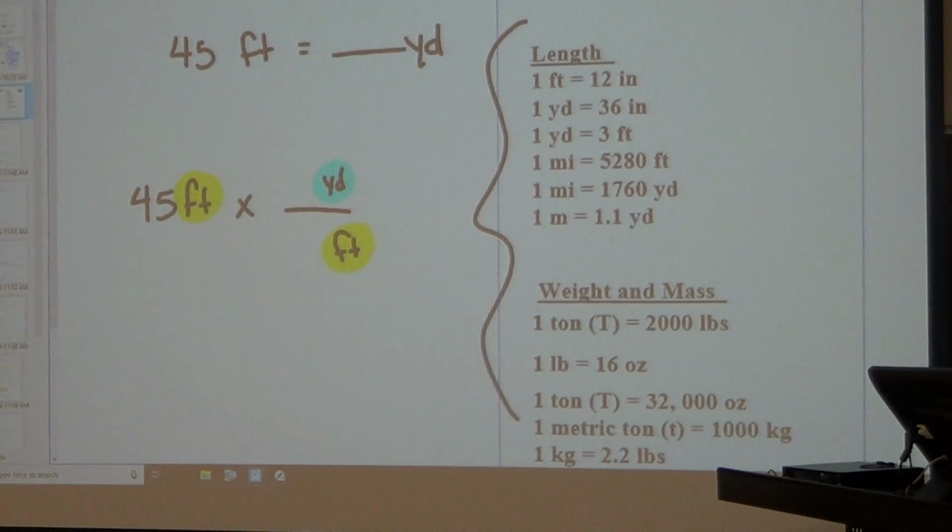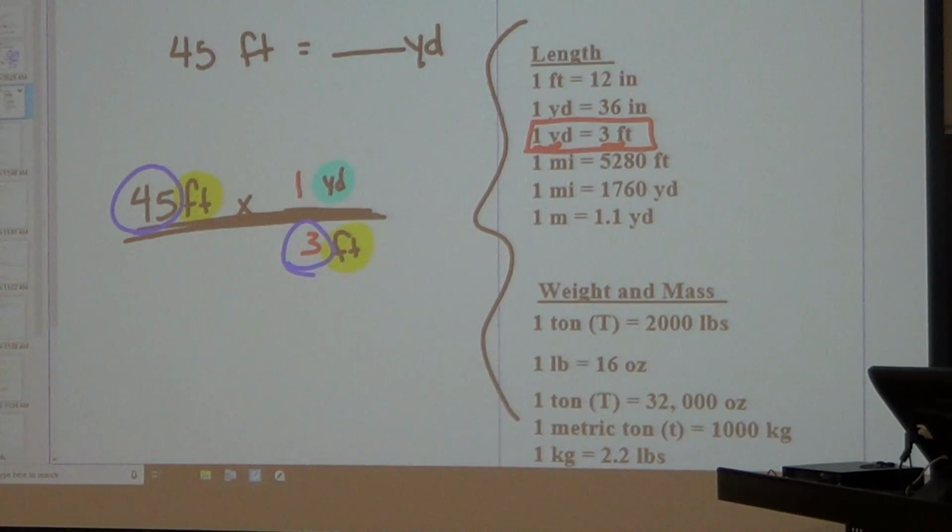Then we come over here and we try to find that something-something. So what 2 words am I trying to find in the same sentence? Yards and feet. So I come over here and I find yards and feet. I write 1 next to the yard and I write 3 next to the feet. I draw my line and I look at my numbers. I have 1 number in the top and 1 number in the bottom. So what am I going to do to those 2 numbers? Divide. 45 divided by 3 is 15. My words on the top and the bottom cancel, so that leaves me with 15 yards.